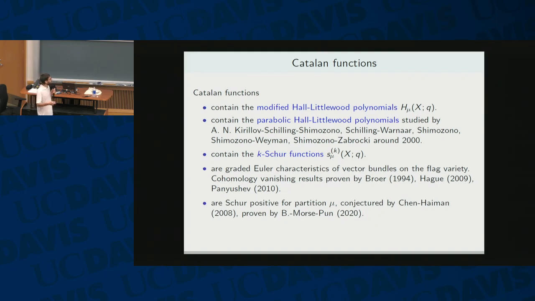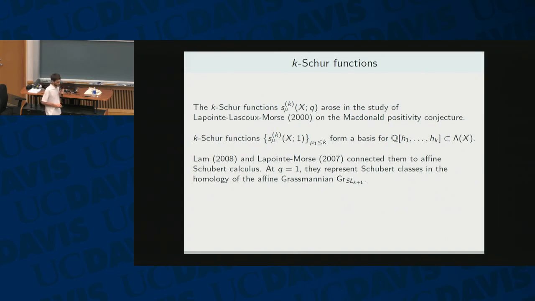We eventually resolved the major open question about Catalan functions conjectured by Li-Chung Chen and Mark Haiman in 2008. We were able to prove that all Catalan functions of partition weight are Schur positive using affine crystals. Okay. I'm not going to get a chance to tell you about that today, but I'm going to talk more about some precursors to that work.